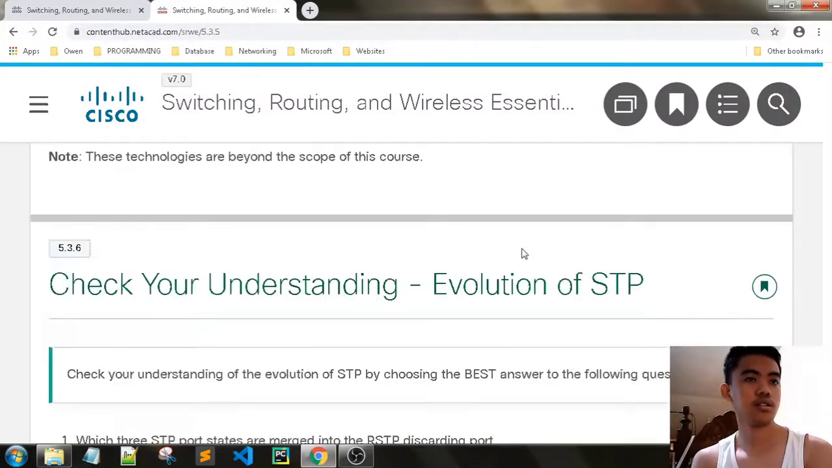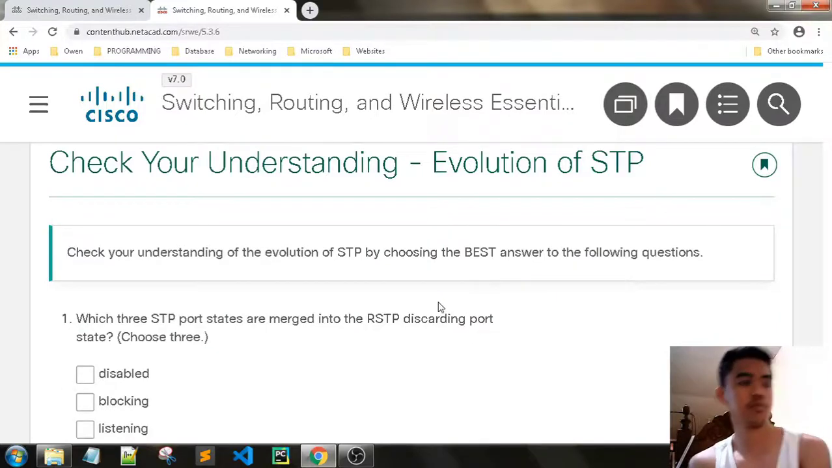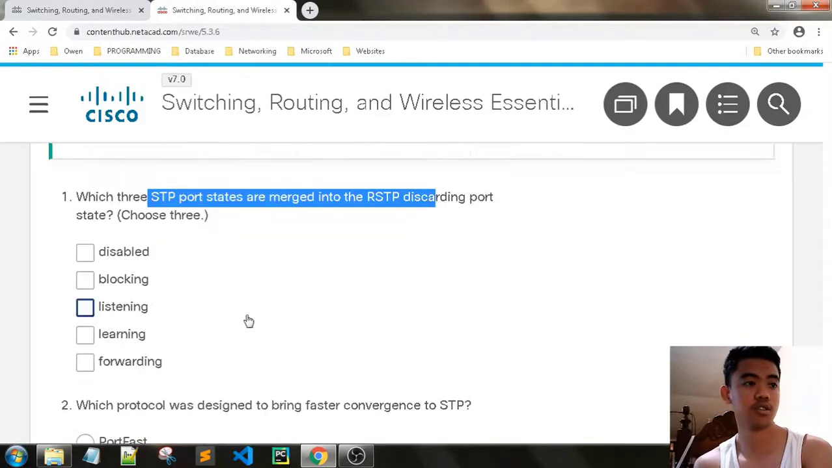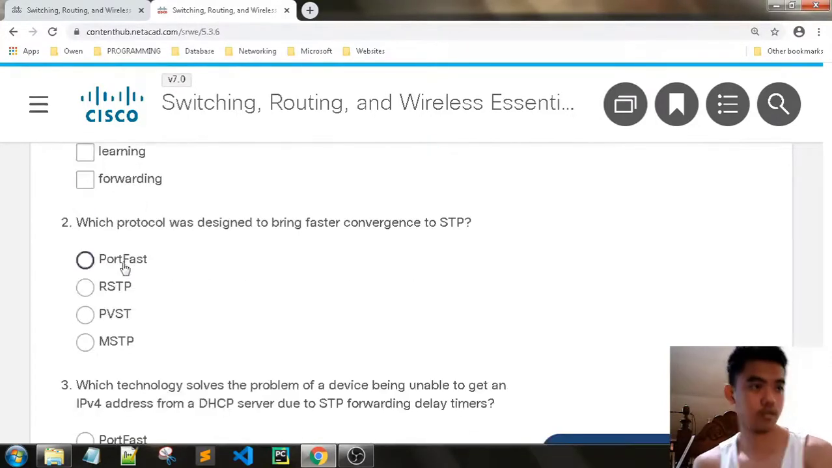Check your understanding. Versions of STP. Which 3 STP port states are merged into the RSTP discarding port state? Okay, we have listening, blocking, and disabled. Which protocol was designed to bring faster convergence to STP? So we have the Rapid STP.